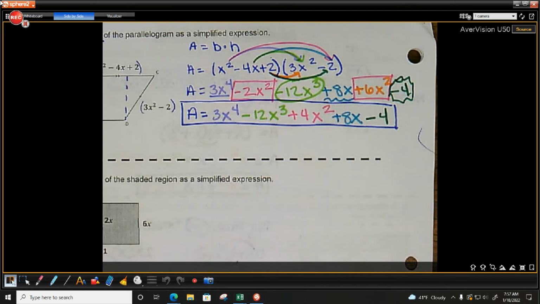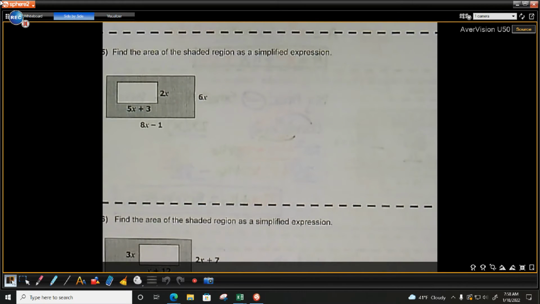Could you have drawn a 2 by 3 box if you're a person that likes the box? Could you have drawn a 2 by 3 box? Yes. We good with that? Okay. Looking at number 5. It says find the area of the shaded region as a simplified expression. So, what do I need to do here?